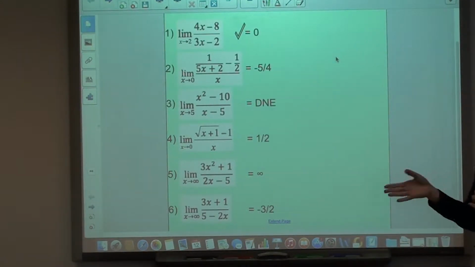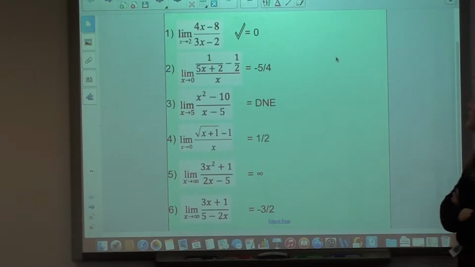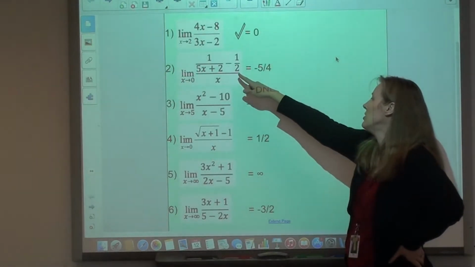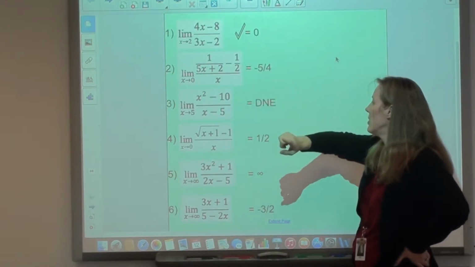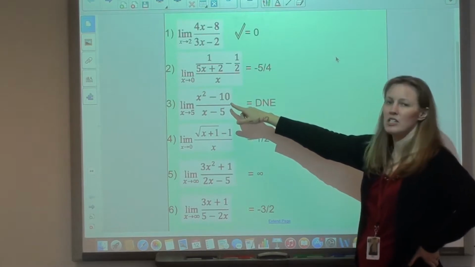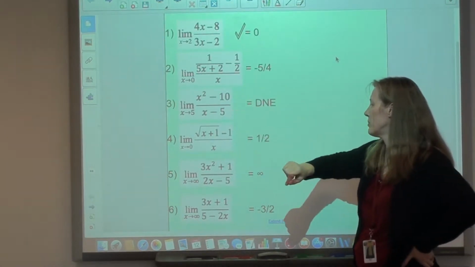For any limit, how should you always start? Always plug in the number, right? Because sometimes you can just plug in the number and get out the answer. So for this one, you plug in the number. For this one, you just have to simplify the fractions, right? You've got to combine the fractions, clean it up. This is the one that everyone got stuck on in first period, so we'll walk through this one.